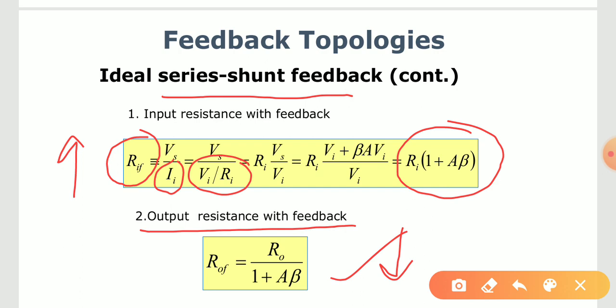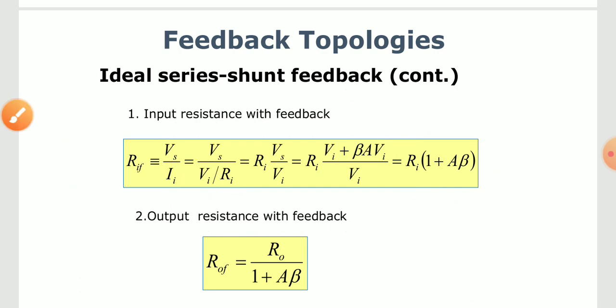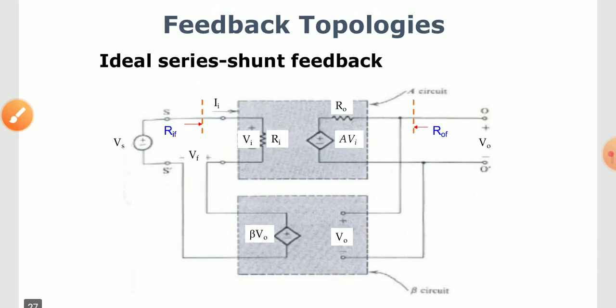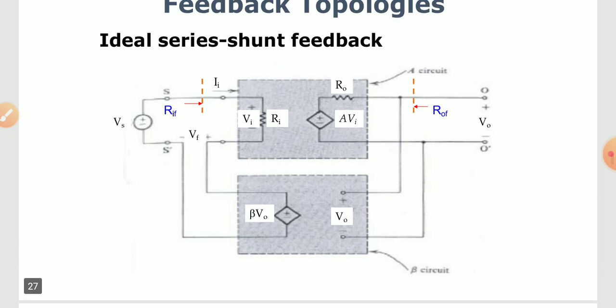So for the series shunt configuration, the effective input impedance will be high, and the effective output impedance will be low. I think each and everyone is able to understand this, and this will be the entire class for today.